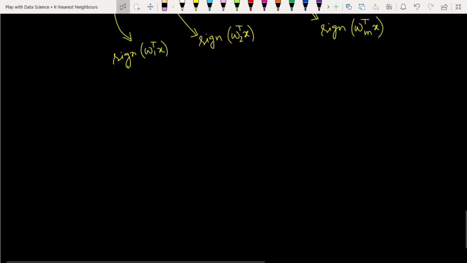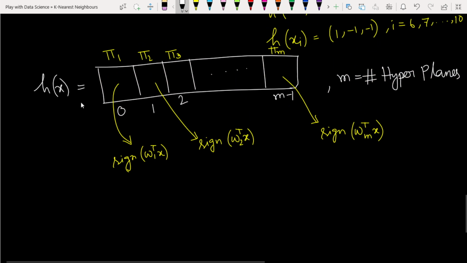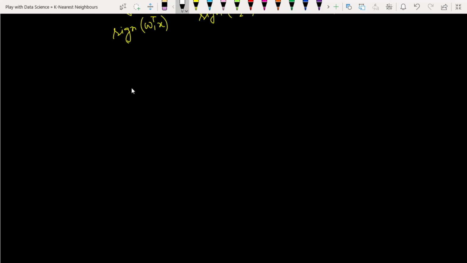So here we have seen how to construct the hash value. We have already seen from here how to construct it. Now the thing is how to construct the hash table. This is the main thing here. How to construct the hash table.